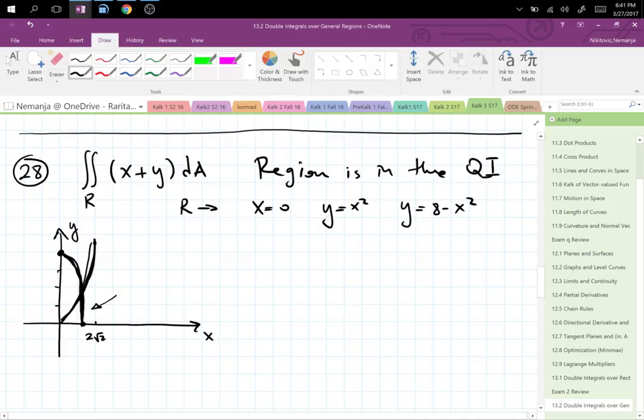So this one is 8 minus x squared, and this one is x squared. And I also have x equals 0, which is the y-axis. So there's our region.